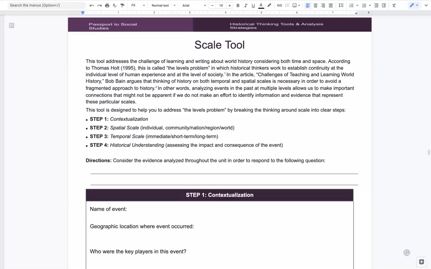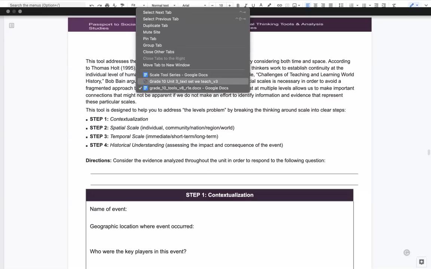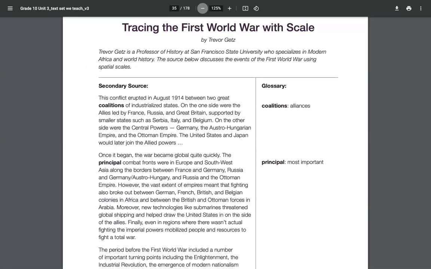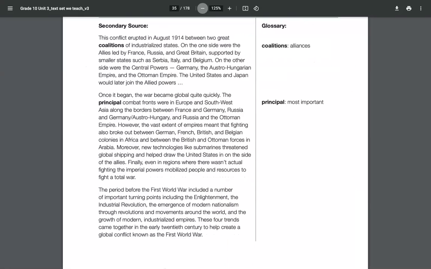So before we go into all of that, we definitely need to know the background and the context of what we're going to be looking at. We are going to look at the First World War and use a reading by Dr. Trevor Getz, in which he really goes into the perfect background of this event. So we're going to trace the First World War with scale. And let's annotate for scale as well. So we'll be reading with definitely the purpose of scale in mind.